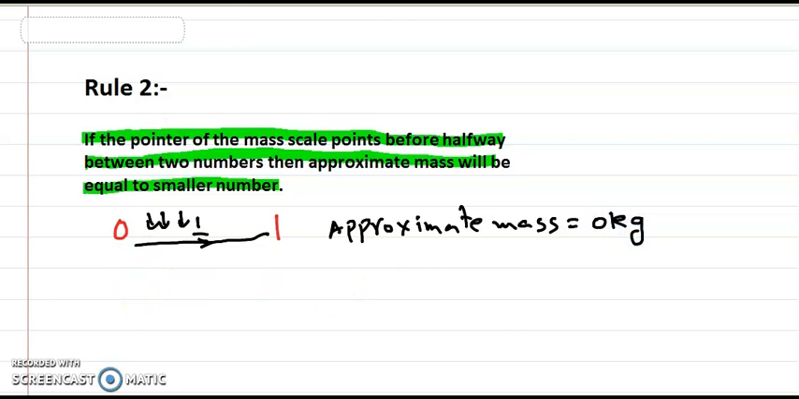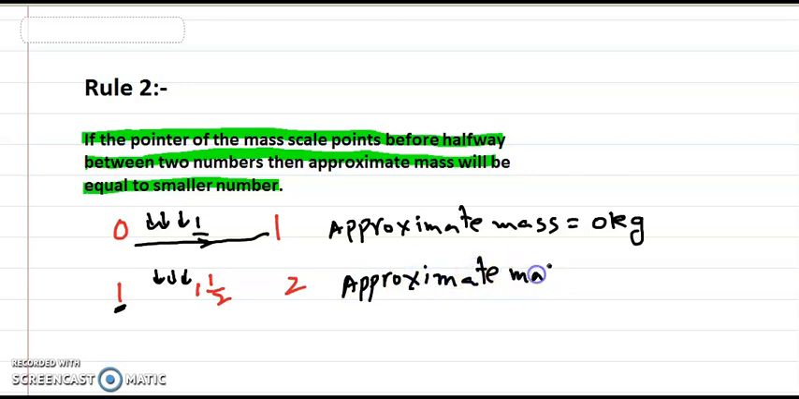Now let's suppose we have the numbers 1 and 2. Now halfway between 1 and 2 will be 1 and a half. And if the pointer of the scale points anywhere before 1 and a half, it will approximate to the smaller number. So I can say approximate mass will be equal to 1 kg.